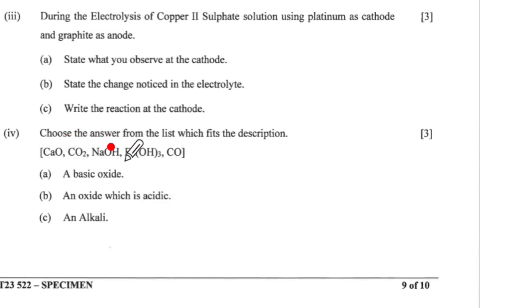Let us look at the fourth one. Choose the answer from the list which fits the description. A basic oxide. Where is the basic oxide? CaO is the basic oxide. The oxide which is acidic will be the non-metallic, so CO2 or CO. CO is neutral, CO2 is acidic. And an alkali will be NaOH. Why will this hydroxide not be an alkali? Because this is insoluble. So it cannot be alkali.